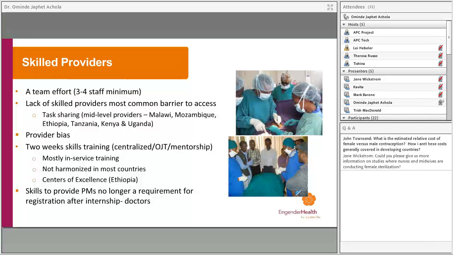We have a 2-week training for skills building. It is mostly in-service, and it is not harmonized in most countries. We are seeing centers of excellence now being developed in Ethiopia to address other aspects of this training and to introduce sustainable approaches like OJT and mentorship in the localities within their areas of jurisdiction. These are mainly training institutions. The other aspect is that pre-service training, especially as we move to task shifting, is an important area that we need to focus on. Skills to provide female sterilization were initially a requirement for registration, especially in countries like Kenya here. Now it is no longer a requirement.